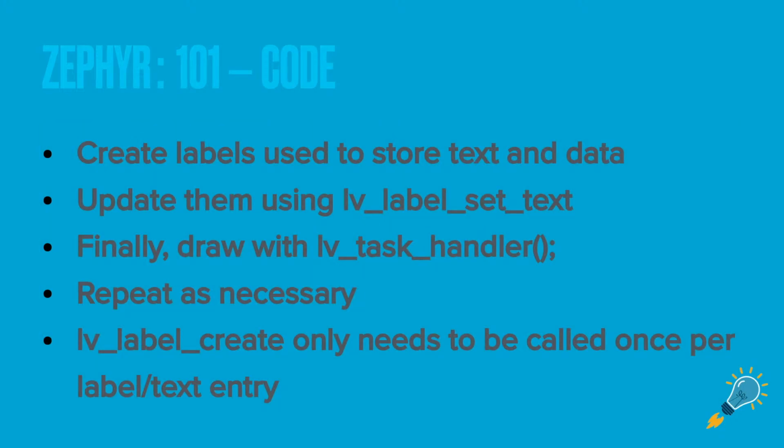So we've created labels to store the text, the label text, but also the data. We can update them using set text, and we can draw it with the LV task handler and repeat as is necessary. And then also the create label, you only have to do that once. So once you've created it, it's allocated. Those pointers, originally null pointers, are actually accessible where you can use them later on and you won't have issues.